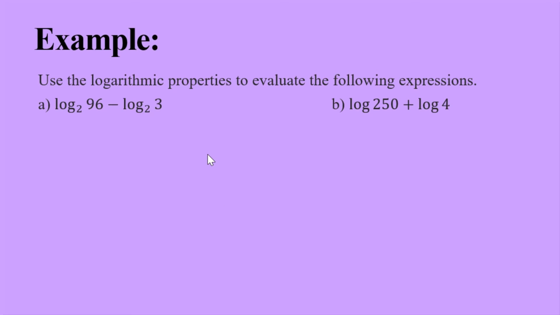Now let's take a look at this example. We want to use those logarithmic properties to evaluate the following expressions. Let's look at this first one here. We have log base 2 of 96 minus log base 2 of 3. You'll notice we have the same base 2 for both logs, and we have this minus in the middle. If we want to apply one of those logarithmic properties, we remember the minus corresponds to division. Therefore, we're going to apply the quotient rule. So we're going to rewrite this applying that quotient rule.